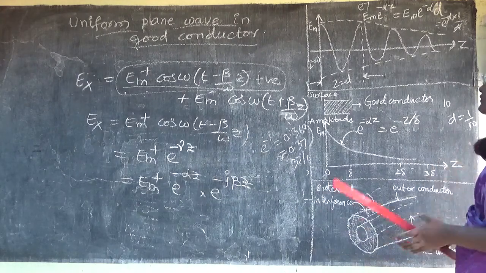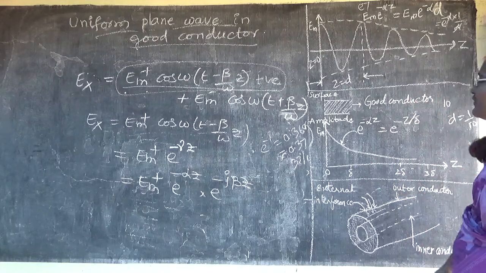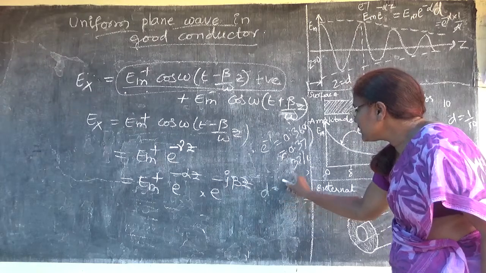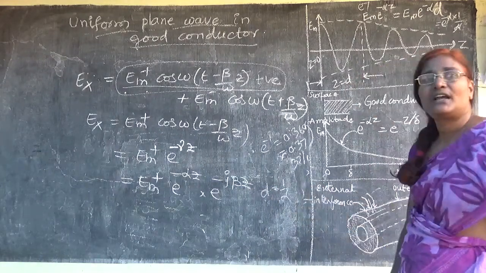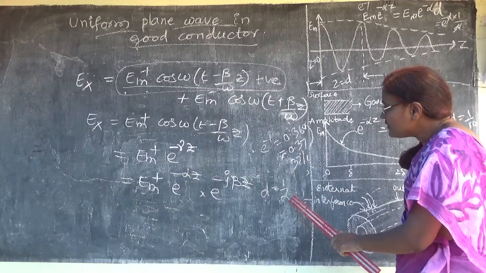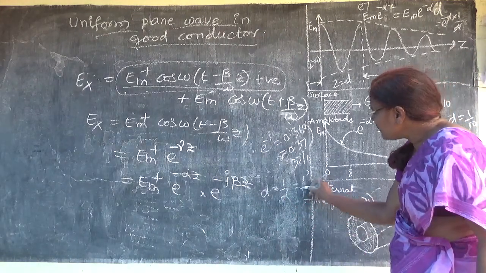So this distance is very crucial for us. If this distance d is taken as 1 by alpha, and we know that this distance alpha is equal to beta also, otherwise we can take 1 by beta.